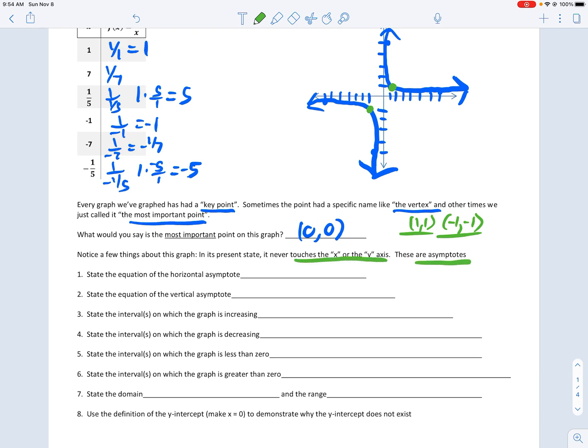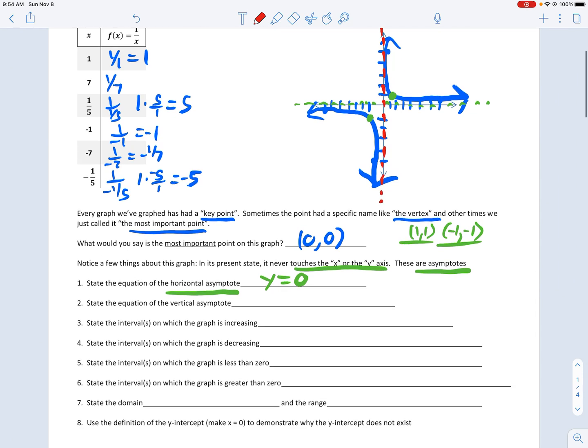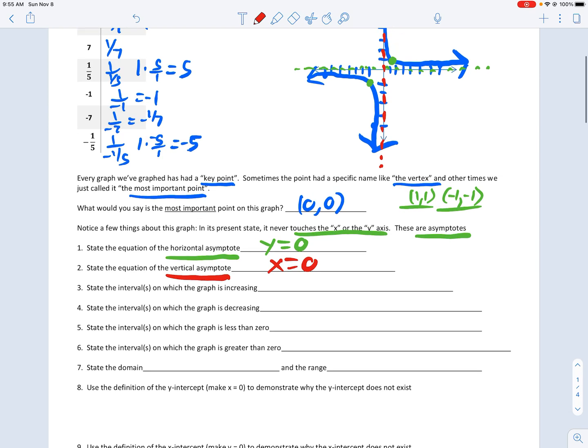These are called asymptotes. So the equation for the horizontal asymptote, the one I'm putting in green right there, is a horizontal line at 0, so it would be y equals 0. There's the vertical asymptote that I'm doing in red. So that would be x equals 0 for the vertical asymptote. So these graphs will always have a vertical and horizontal asymptote, a line that our graph gets close to but never touches.